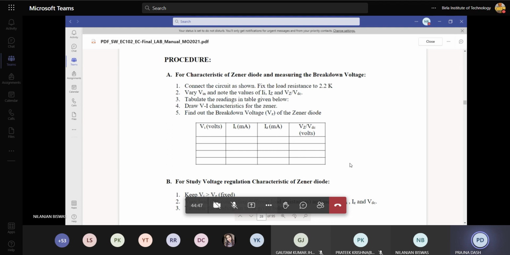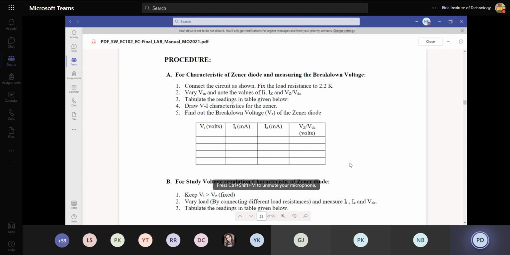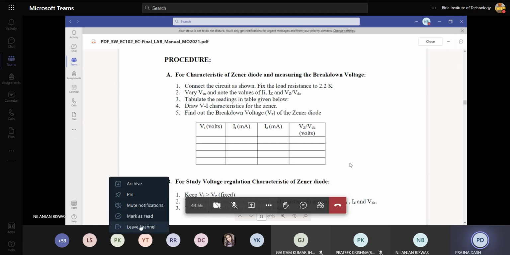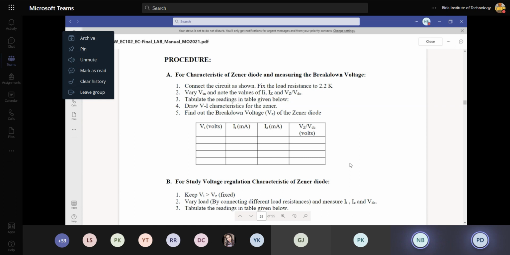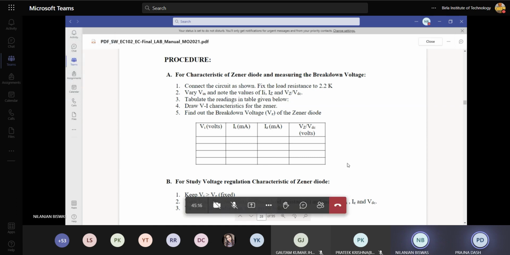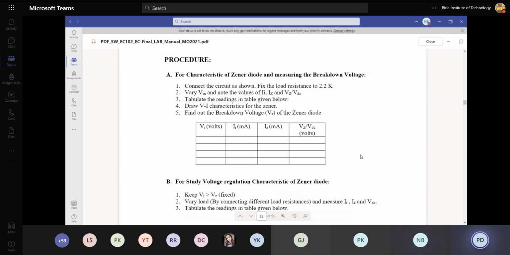Apply voltage VI, and you need to vary the voltage from 0 volt to several volts, it may go up to 15-20 volt also. If you vary the voltage, accordingly the input current and the Zener current will increase. And you can see that the voltage VD across the diode will initially increase, and after a certain amount of voltage, the voltage remains constant and the current goes on increasing. The voltage where it started remaining constant will be your breakdown voltage. After that the voltage will not increase but the current will increase.